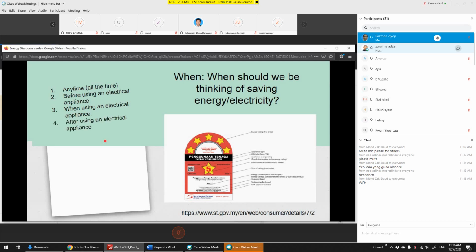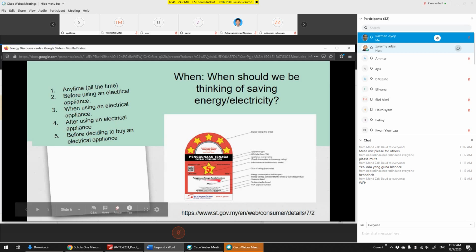Next. Before deciding to buy an electrical appliance, say you want to cool down your room, so you need to buy an air conditioner. Then, what elements of energy savings can you include when you want to buy? Nak fikir apa pasal nak jimatkan tenaga bila nak beli aircon? For sure, fikir dia punya penggunaan tenaga.